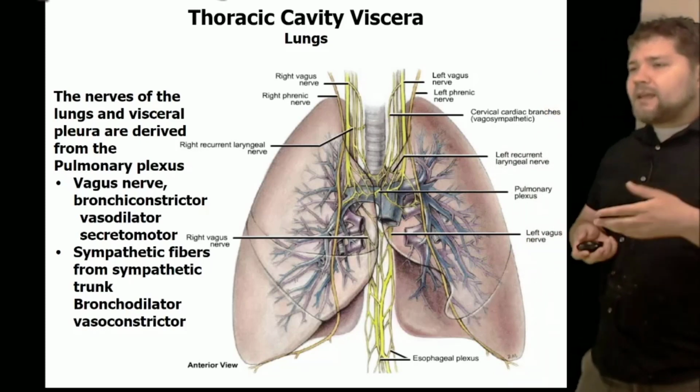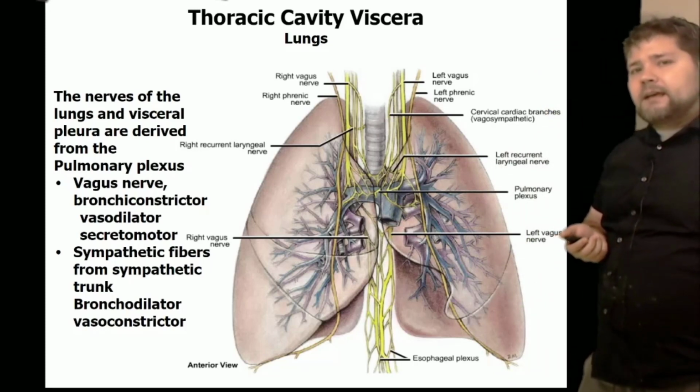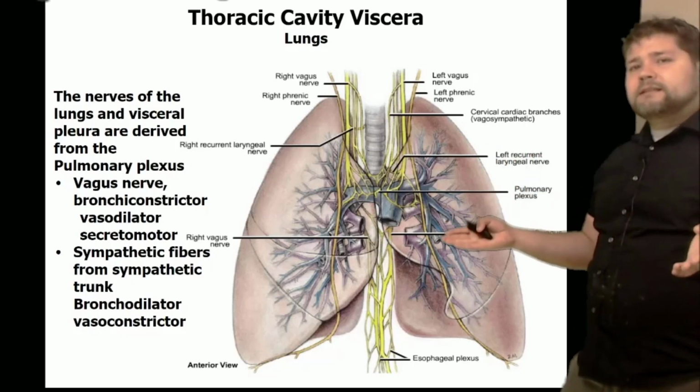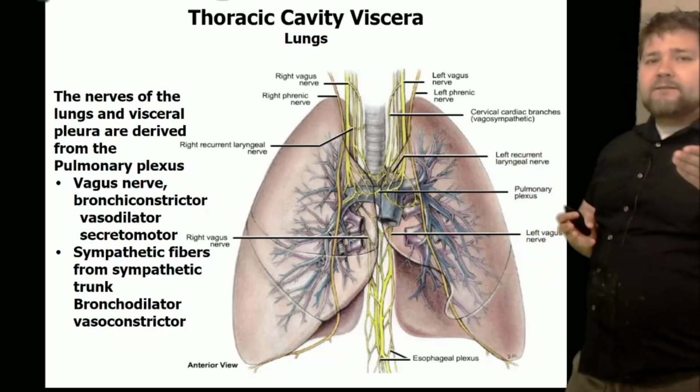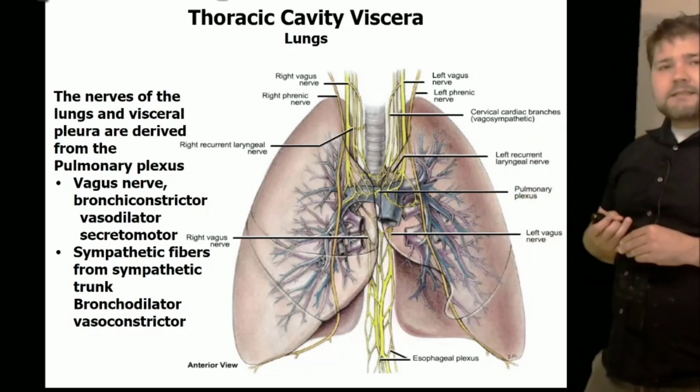So keep that in mind. It'll be a little bit different when we get to the heart, but you should be mindful of the fact that parasympathetic is bronchoconstriction, vasodilation. Sympathetic innervation is vasoconstriction, bronchodilation. And that is it for the lung.